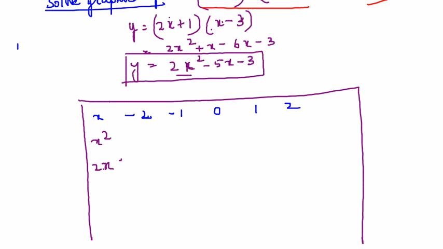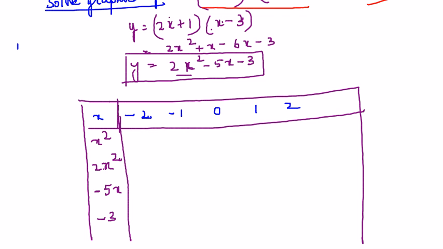Putting this tabular column ensures you'll never make a mistake. Then minus 5x and minus 3. So for example, let's take minus 2 first. If x is minus 2, x squared is going to be 4. 2 into x squared is going to be 8. Minus 5 into minus 2 is going to give me plus 10. Be careful about the signs. And minus 3 is a constant, so you write minus 3 as it is.